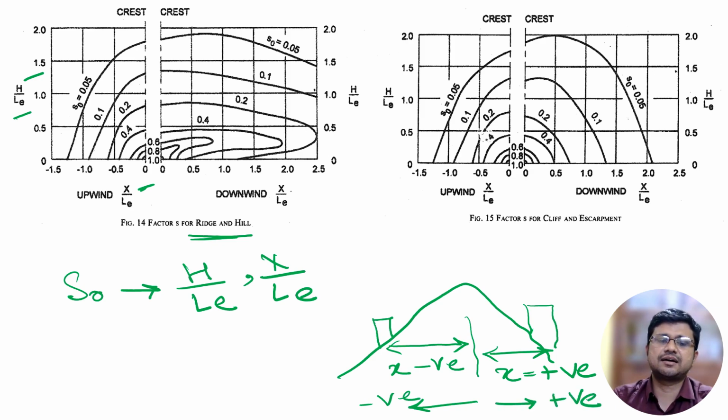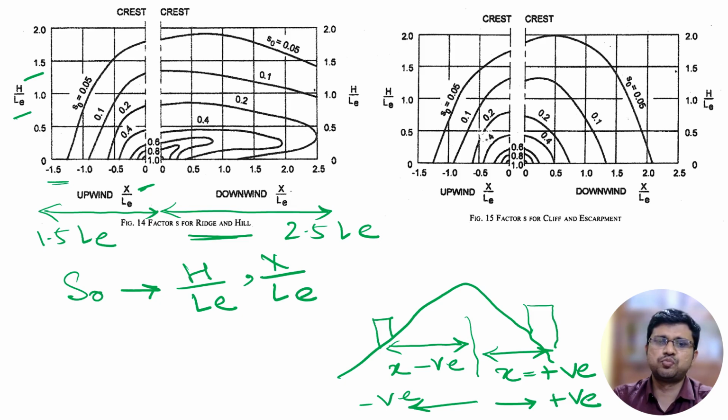And we already know that the effect of topography will be 1.5 LE in the upwind direction and 2.5 LE in the downwind direction. So here also you can see that the value is from minus 1.5 to 2.5. Here it is 0. So if any building is located at this particular position, for this building the X will be 0. Otherwise we have to consider the appropriate value of X. And H is the height of the building.